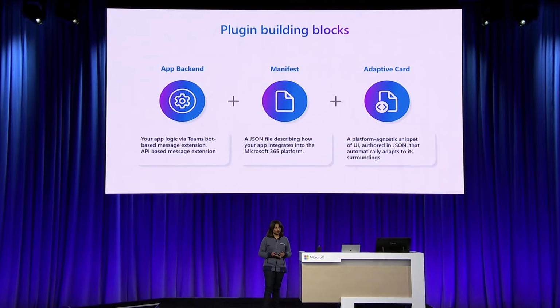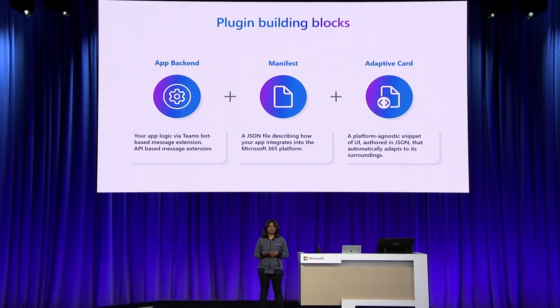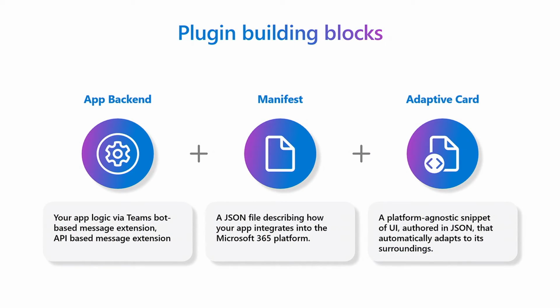All right, so what makes up a plugin for Copilot? Now, there are these 3 building blocks, as you can see here. First one is the app backend, which is your logic, basically. So it could be a Teams bot-based message extension, or it could be an API-based message extension, which we will cover later on in the session. And the second one is the manifest file, which, in my opinion, is probably the most important file for Copilot, because this file tells Copilot what your app is capable of doing. And the third one is adaptive card, which basically forms the response from Copilot, which has all your business data dynamically populated, and you can take action in them.